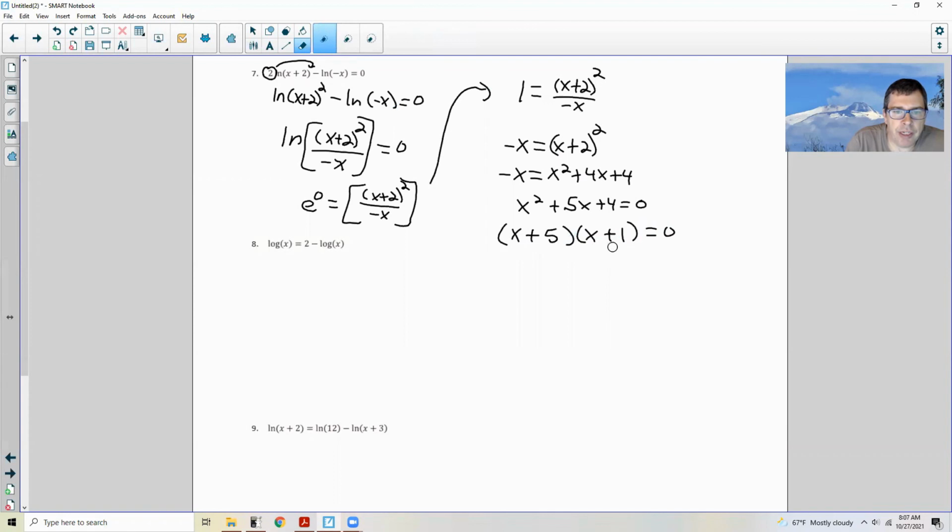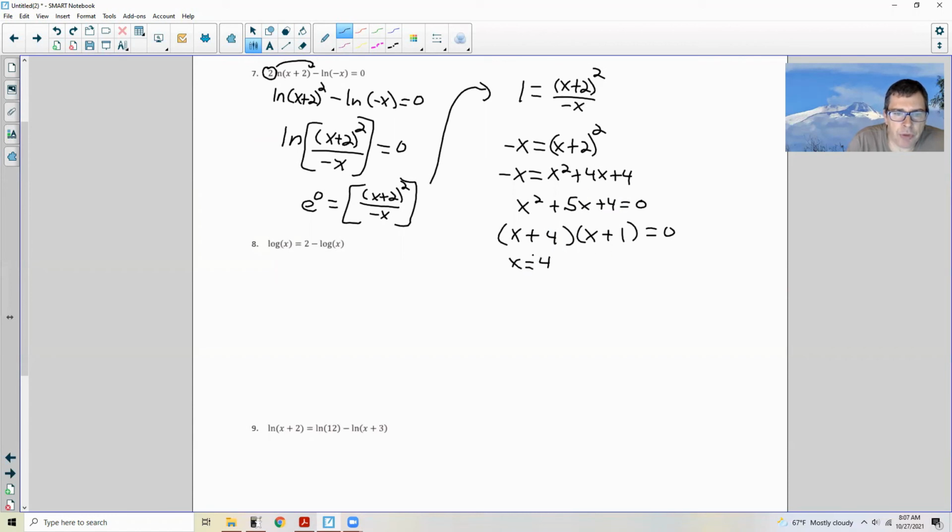One's positive, one's negative. Is that right? No, 5 plus 1. What am I doing? It's 4 and 1. Factors of C that add up to B. 4 times 1 is 4. 4 plus 1 is 5. There we go. Whew. Must be too early.